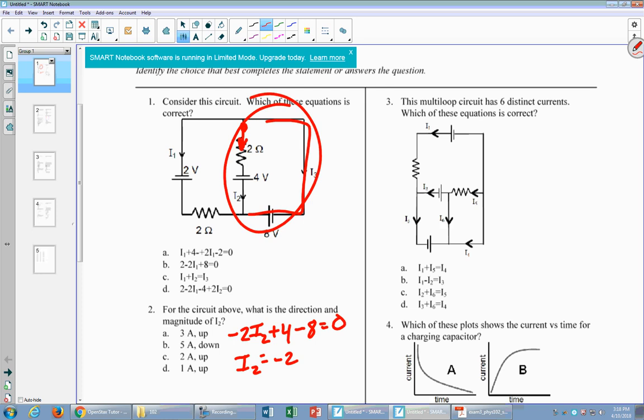Yes, negative 2. And so that means that even though the current is listed as down, it should be up, 2 amps upward. If you get it negative, just take the opposite.